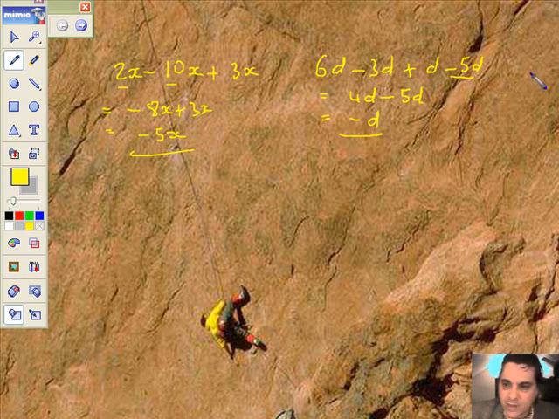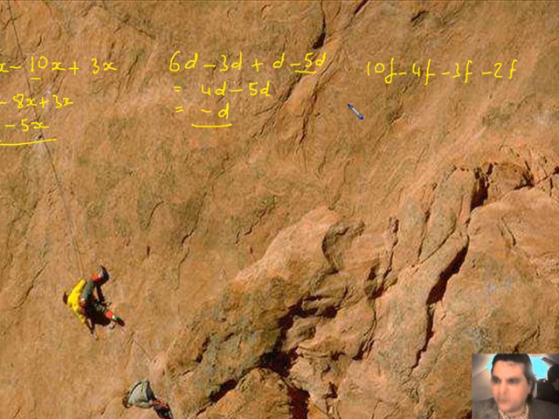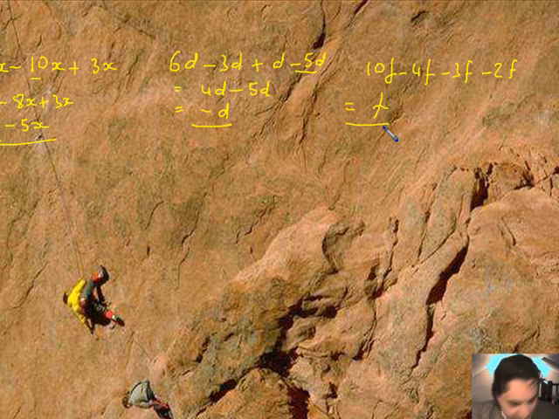Do the last one over here. I've got 10f's, take away 4f's, take away 3f's, and take away 2f's. Well, they're all f's, aren't they? So 10 take away 4 is 6, 6 take away 3 is 3, and 3 take away 2 is 1. I've got a single f left, and that's it.